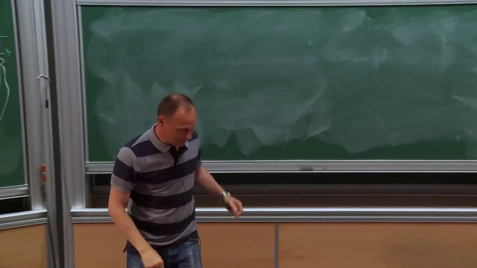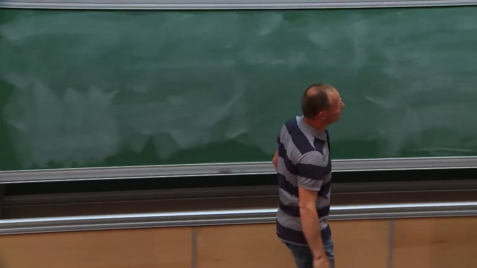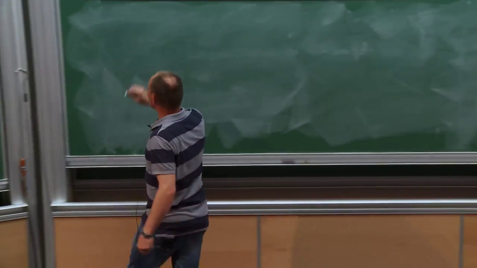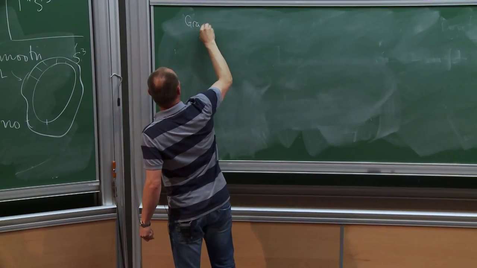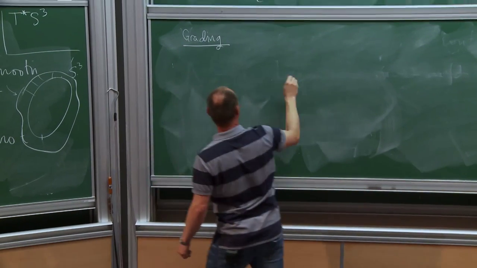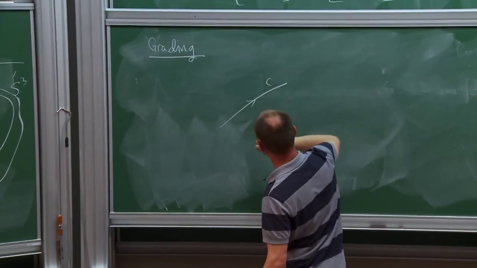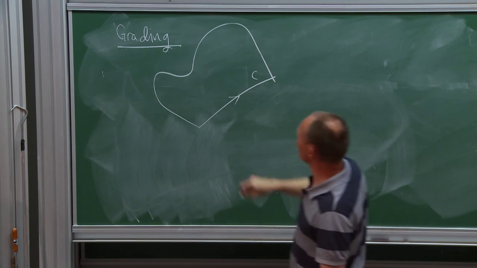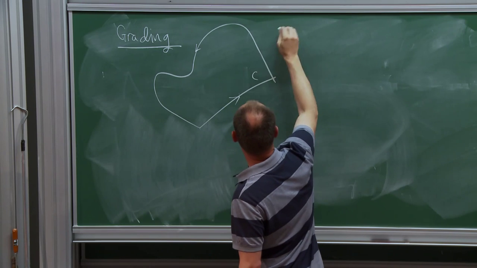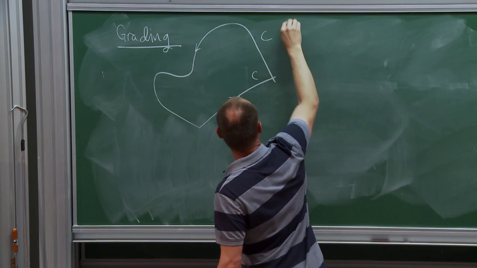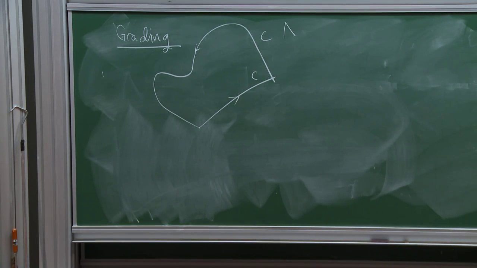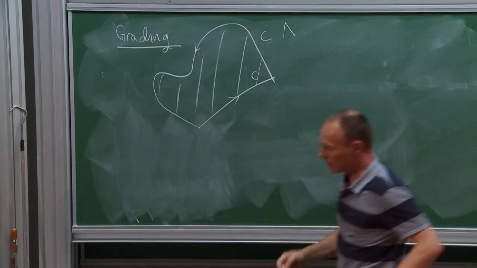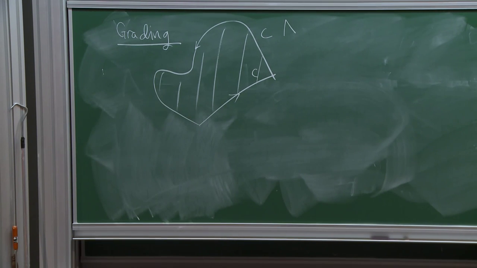So we are defining a DGA, and we just defined the algebra. Now the G, the grading. Here is a Reeb chord C. What we do is pick a path inside the Lagrangian Lambda. And now, since Y was simply connected, we can fill it in with a disk, right?